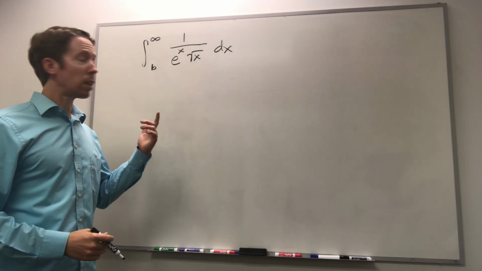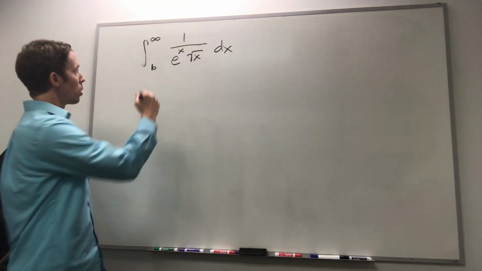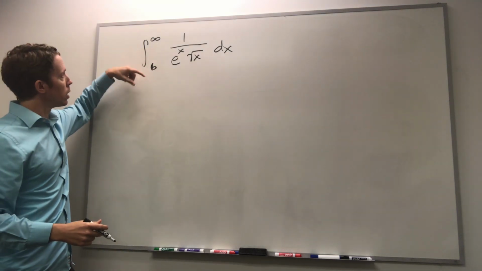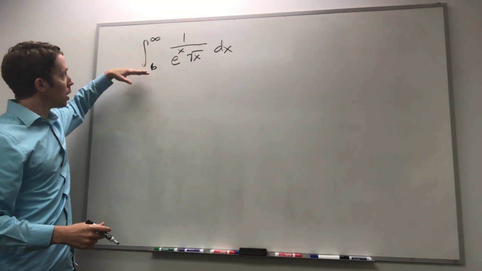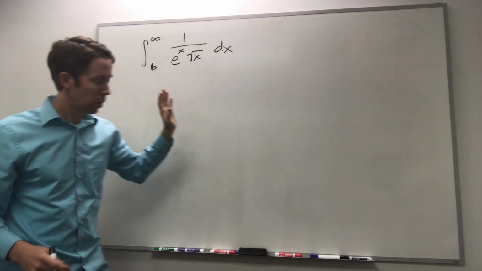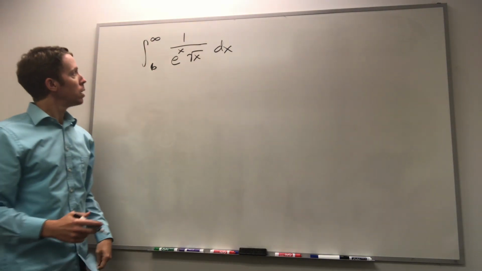I want to evaluate this improper integral. It's going from 6 to infinity. It doesn't matter where I'm starting. It's an integral that's defined on this entire interval, and it goes out to infinity in the bound.